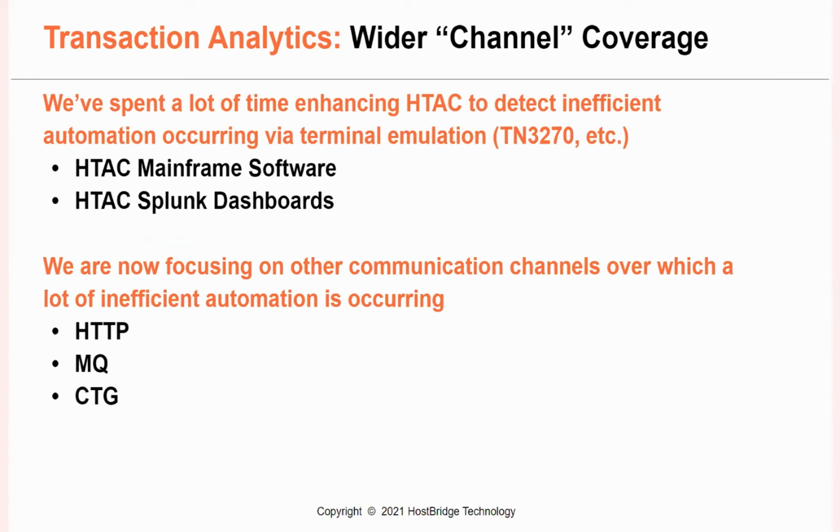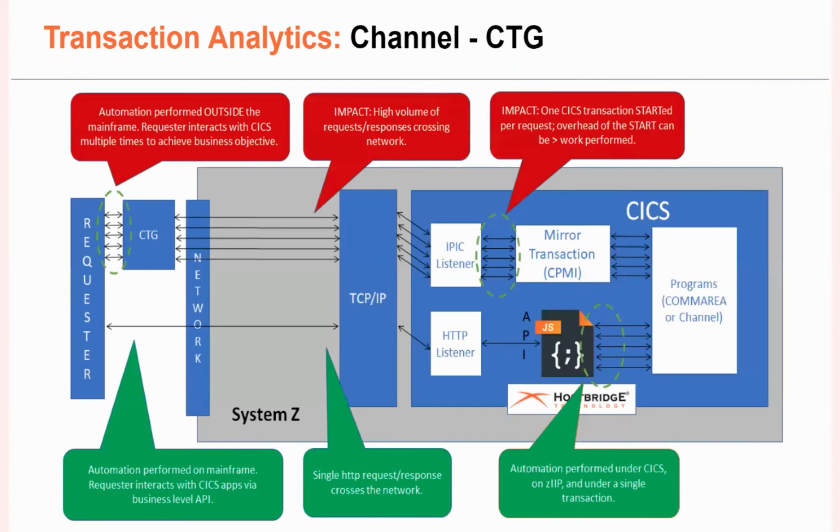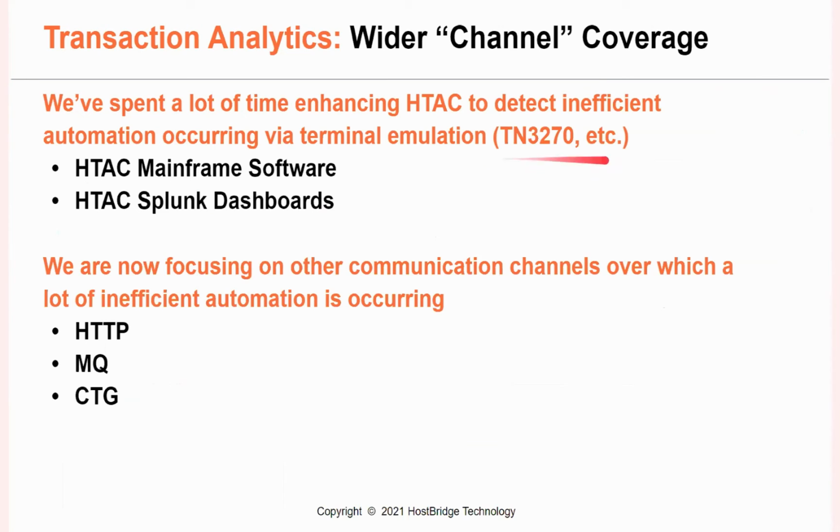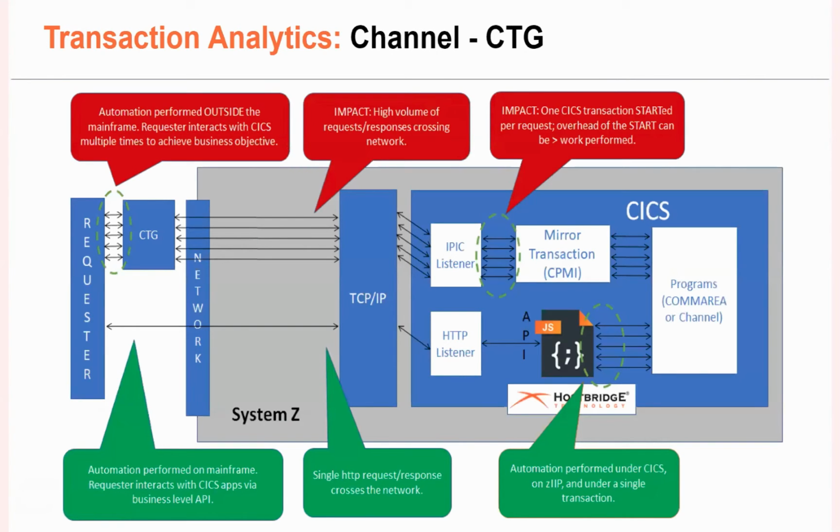Now, that's what we mean by we've enhanced the product to go deeper. We're also enhancing the product to go wider. And by wider, we mean go beyond just really detailed analysis of 3270 sort of connections. We now want to focus on HTTP connections, MQ, CTG. And the diagram changes, but it's still very similar.